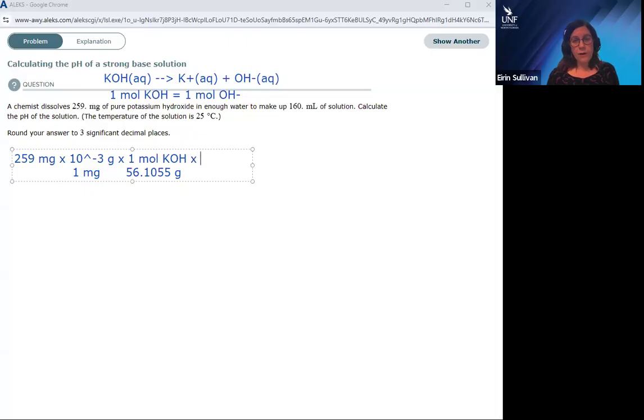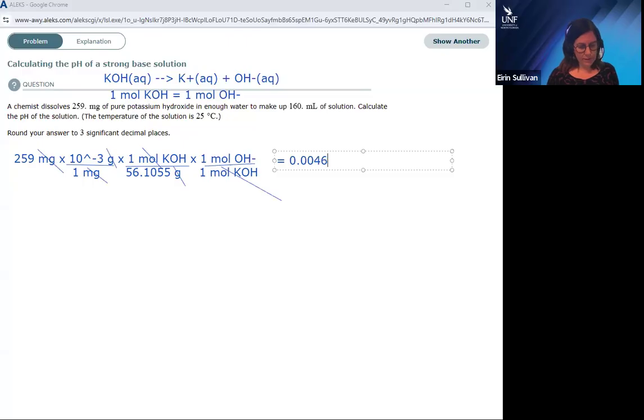And because we've already written our mole ratio, we can go ahead and convert moles of potassium hydroxide straight into moles of the hydroxide ion. Why not, right? So we've already got our moles of our hydroxide ion right there. If we just stick that into our calculator and calculate. So milligrams cancel, grams cancel, moles of potassium hydroxide cancel, giving us our moles of hydroxide. So you do have to watch out for that stoichiometry. It's not always going to be 1-to-1. So we end up with about 0.004616 moles of the hydroxide ion.